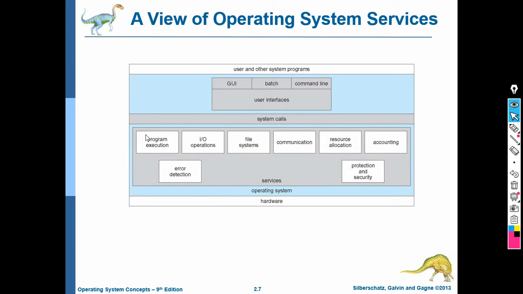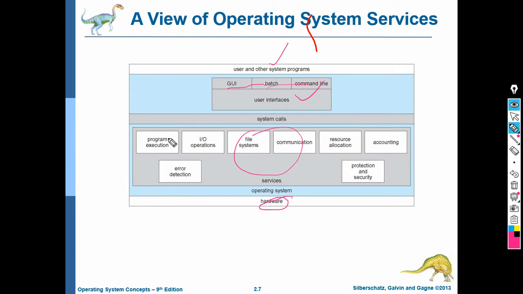If you look at the view of operating system services, we can see hardware lying at the bottom, and the user at the other end. Between the user and the hardware you have the interface: GUI, batch, and command line. These are the three types of user interfaces with the help of which users can interact with the operating system services.